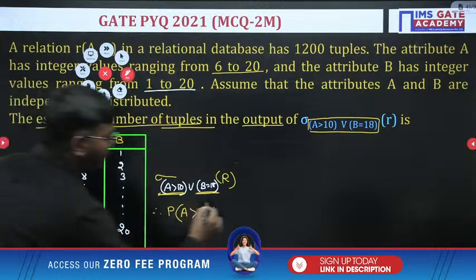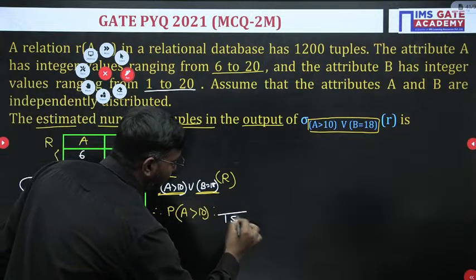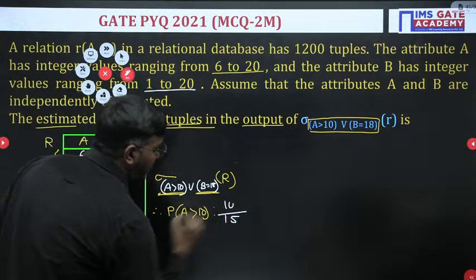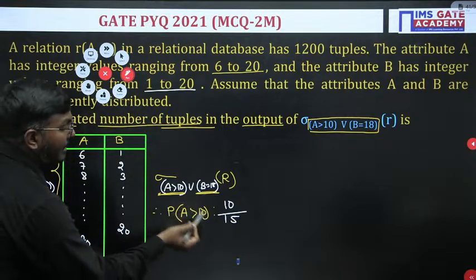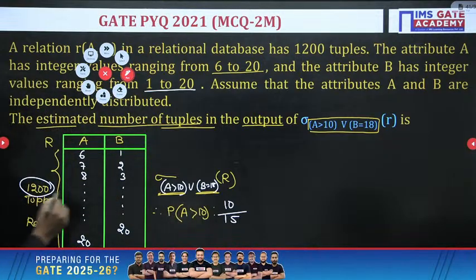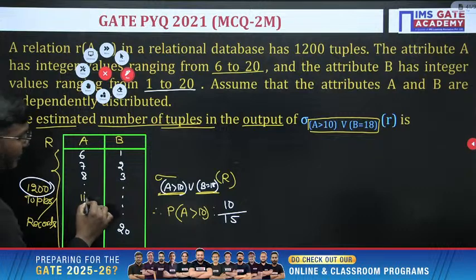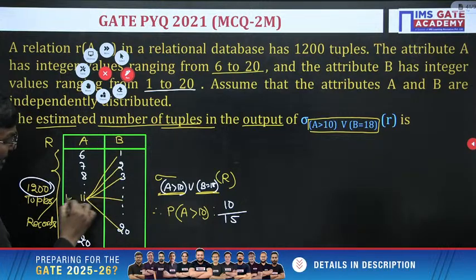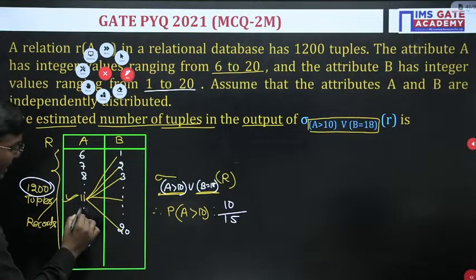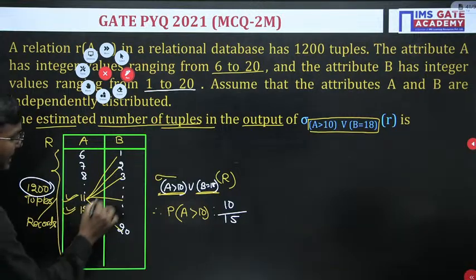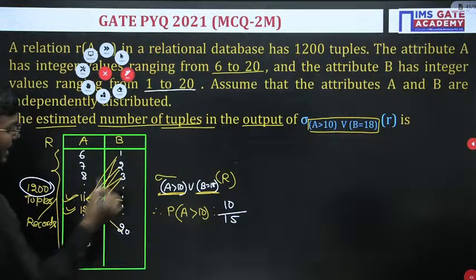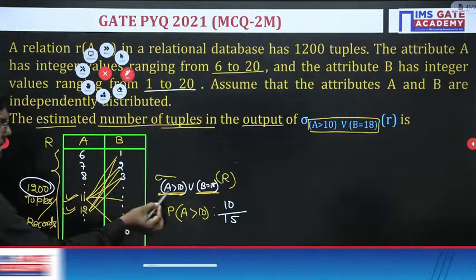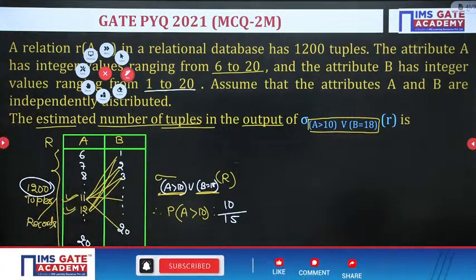Fine. So out of 15, I can have 10 values that have A greater than 10. Means whenever this 11 is joined with anyone, we will select that record. And similarly, if this 12 is joined with anyone, I will select that record. Why? Because for these records this condition will be true. Getting my point? Understood?